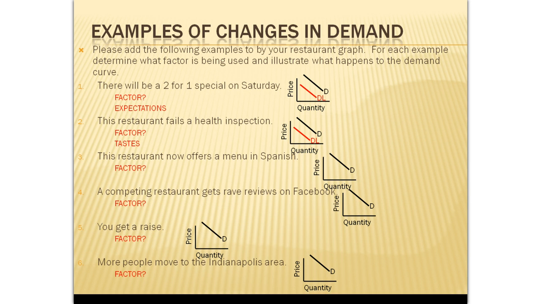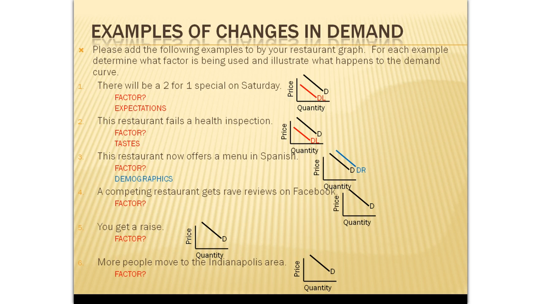Now, this restaurant now offers a menu in Spanish. If they offer the menu in Spanish, it's not saying the menu is only in Spanish, but that they have a Spanish menu. This is going to appeal to a particular demographic, a particular segment of the population. If that happens, then it's going to appeal to that group. So as a result, it's going to cause a right shift in demand.